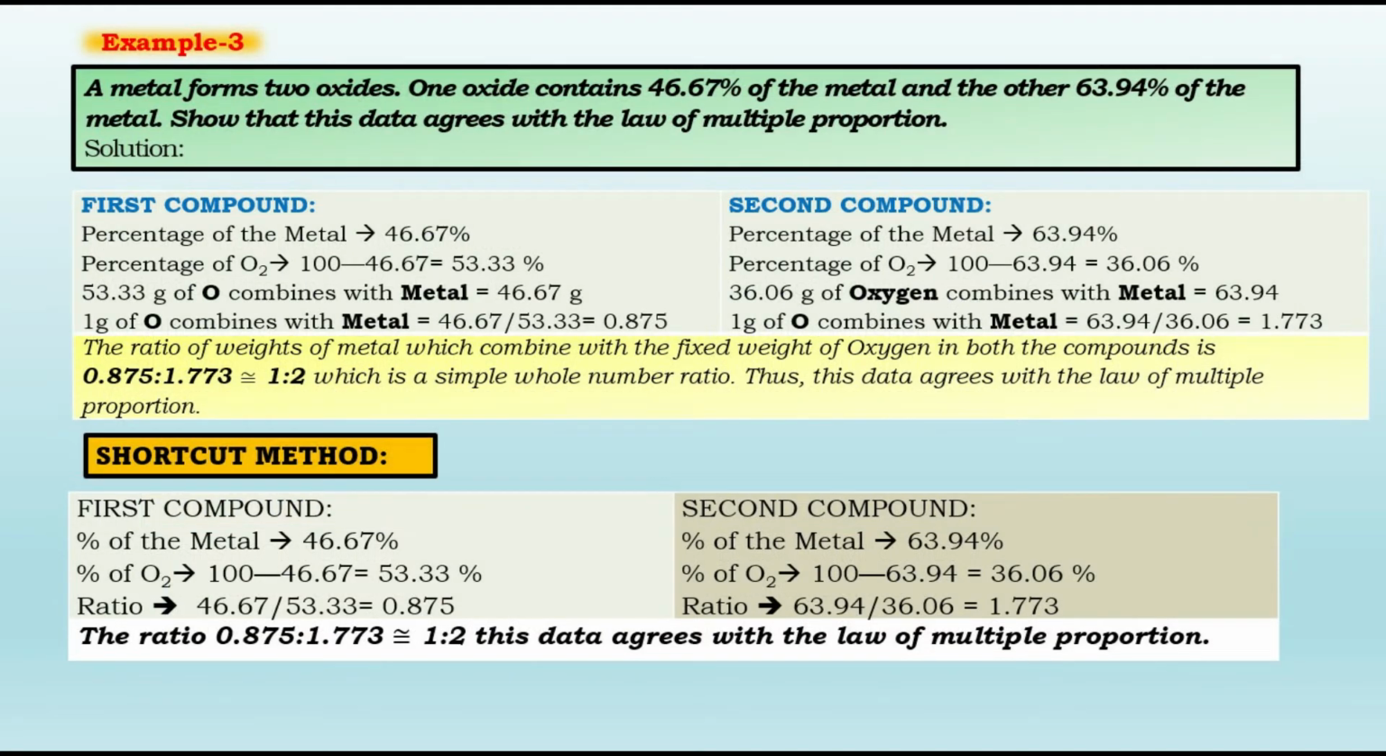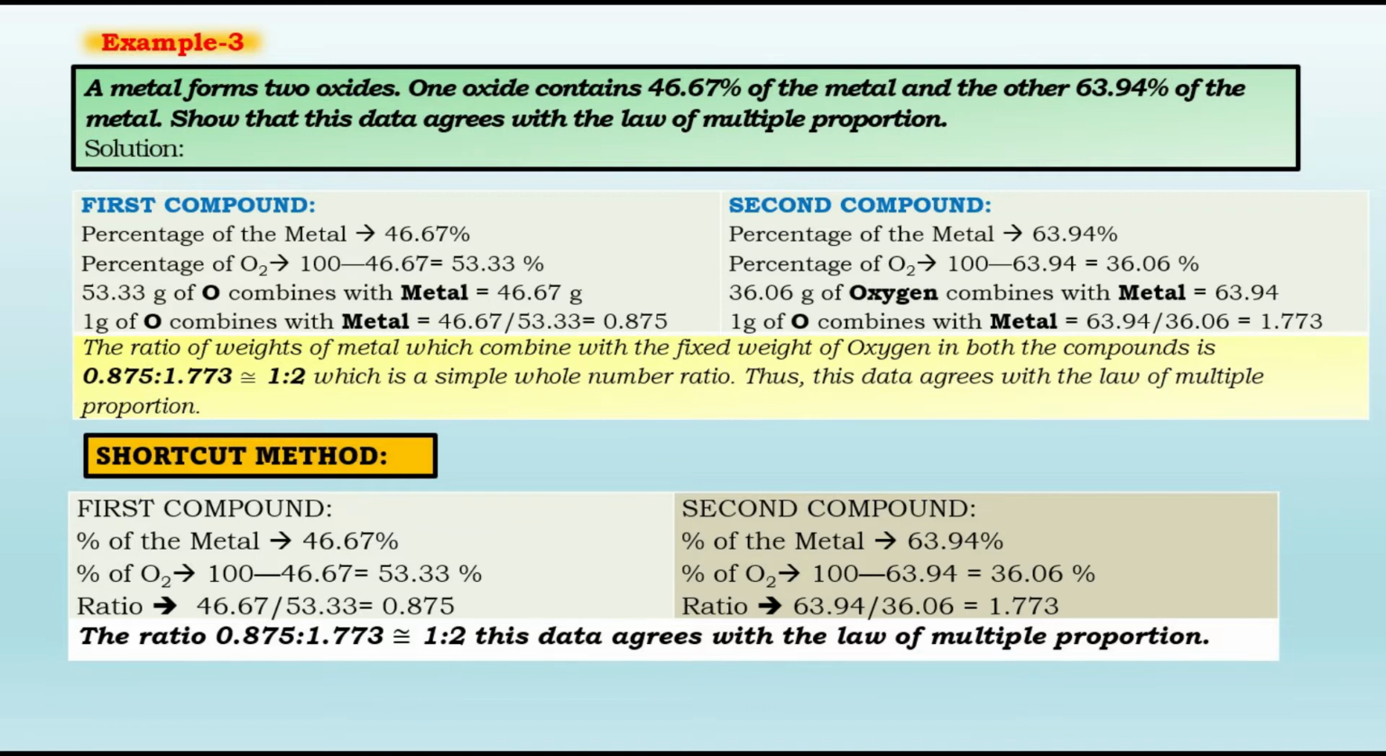Example 3. A metal forms two oxides. One oxide contains 46.67% of the metal and the other 63.94% of the metal. Show that this data agrees with the law of multiple proportion. First compound, percentage of the metal is equal to 46.67%. So percentage of oxygen is equal to 100 minus 46.67, that is equal to 53.33%.